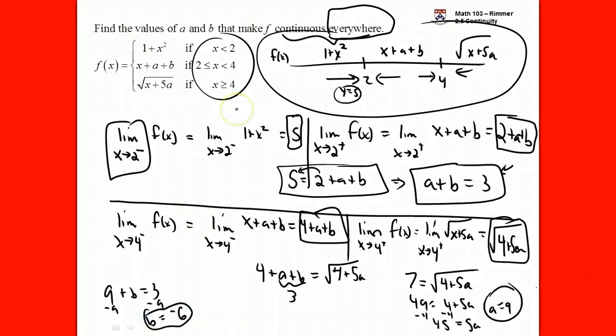Good stuff. Okay? Expect something like that. And you'll see more difficult ones than that.